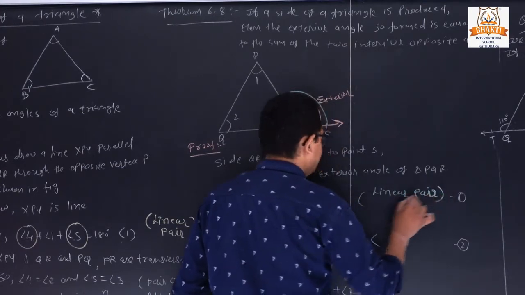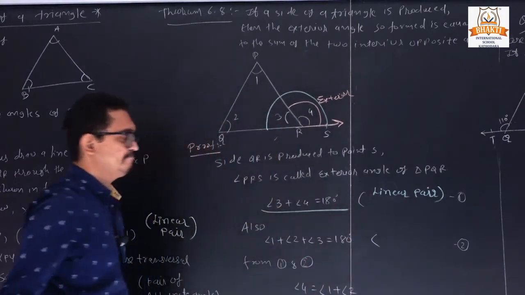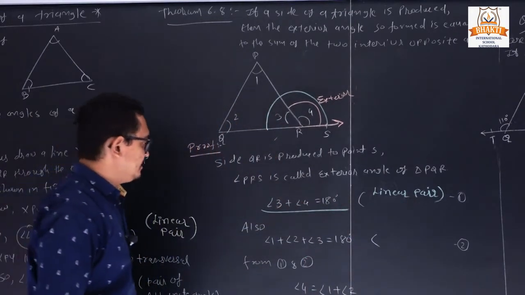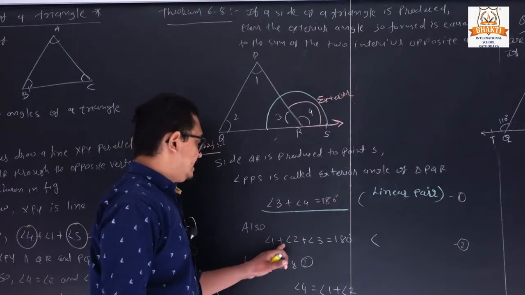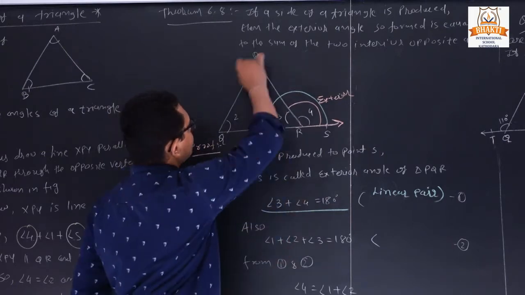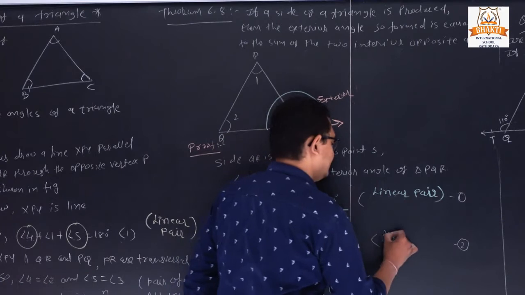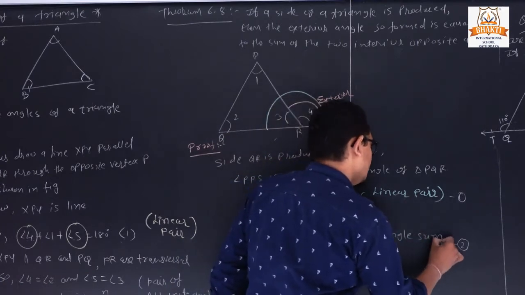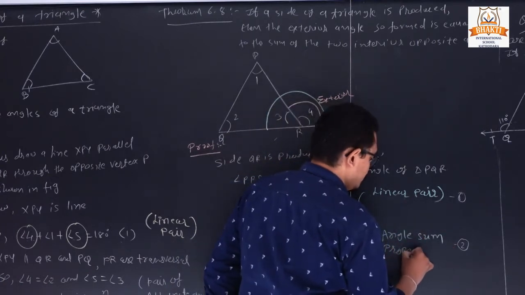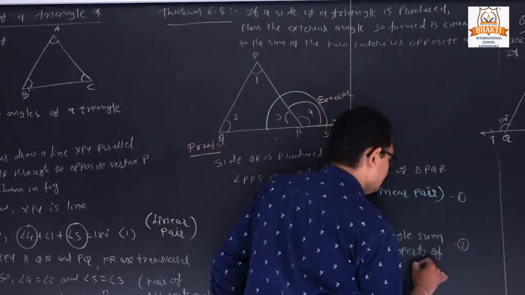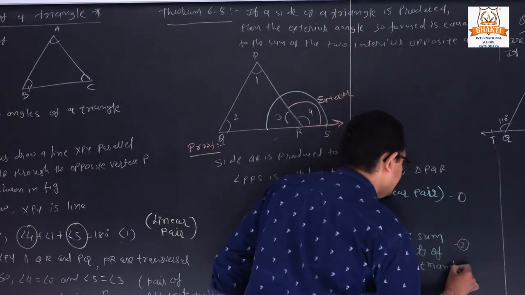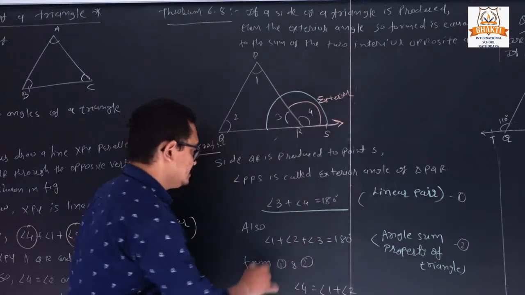So the sum of a linear pair is always 180 degrees. And we already know the angle sum property: 1 plus 2 plus 3. Clear? Here what can we write? Angle sum property of a triangle. So it is always 180, the sum of the 3 angles of a triangle is 180 degrees.